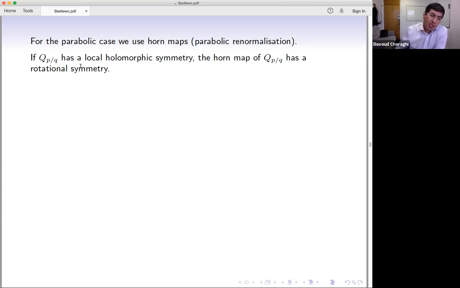Of course, it is much easier to show that an element does not have a rotational symmetry, because a rotational symmetry is a very strong condition. So I will try to explain in a very basic fashion how we get this kind of principle.